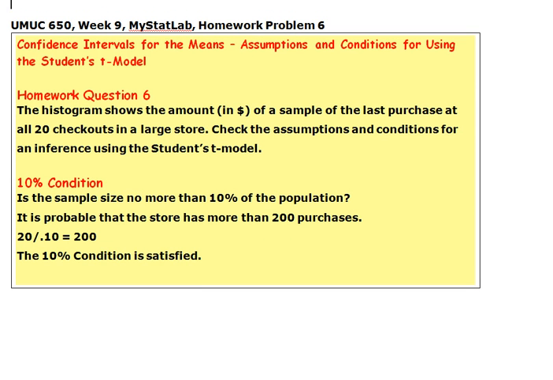Next, let's take a look at our 10% condition. In our 10% condition, we ask, is the sample size no more than 10% of the population? Now, we know that we had 20 data points, and what we do is we divide 10% into our 20 data points, and we get 200. And we determine that it is indeed probable that the store has more than 200 purchases. We know it's a large store. So we're going to assume that our 10% condition is satisfied.